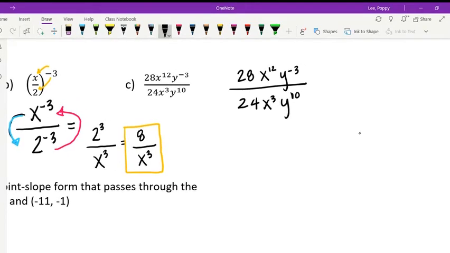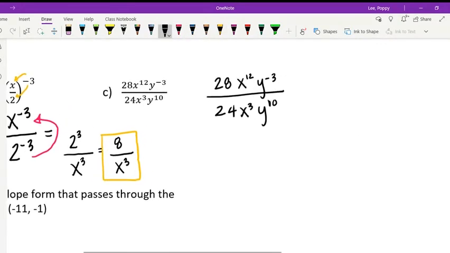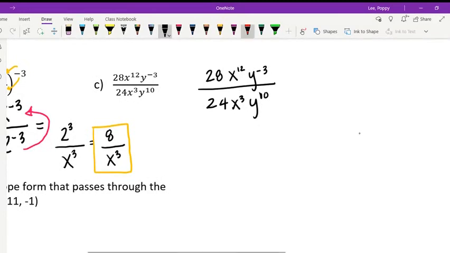And I'm looking at those, and it sure looks like I can reduce the 28 and the 24. What number goes into 28 and 24? 4 does. Divide top and bottom by 4. So 28 divided by 4 is 7, and 24 divided by 4 is 6. So I just reduced that fraction to 7 over 6 to start. I'm going to put my 7 in the numerator and my 6 in the denominator.